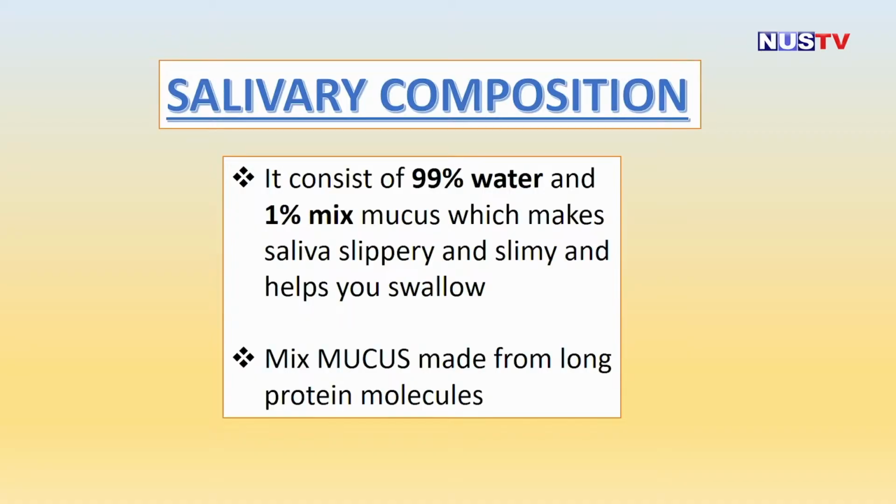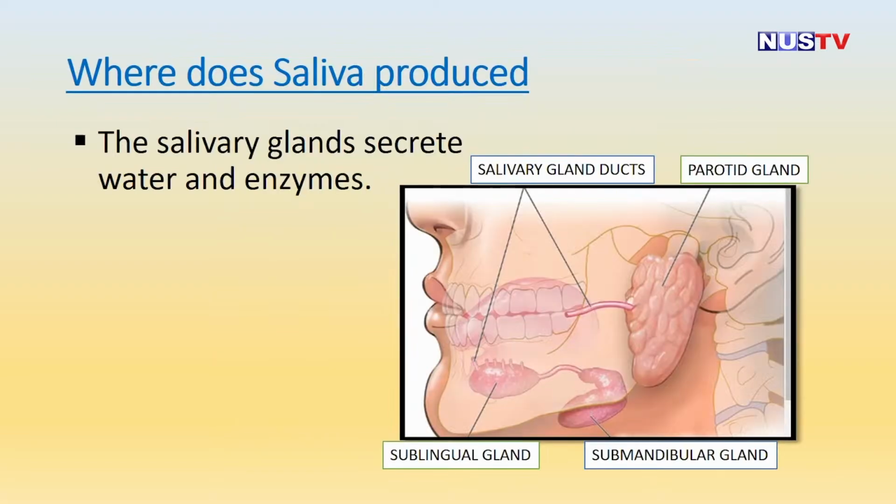Our saliva consists of 99% water and 1% mixed mucus, which makes saliva slippery and slimy and helps you swallow. The mixed mucus is made from long protein molecules, mixing with the enzymes, the mucus, and so forth.